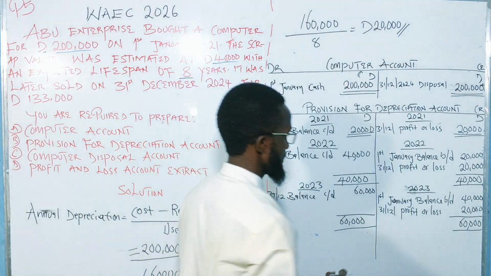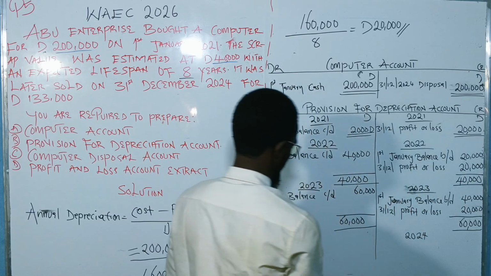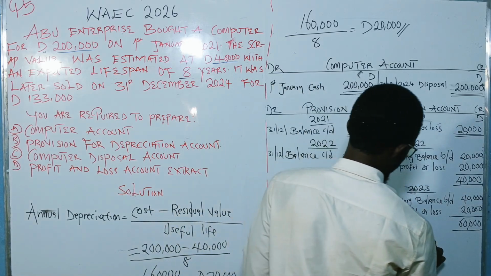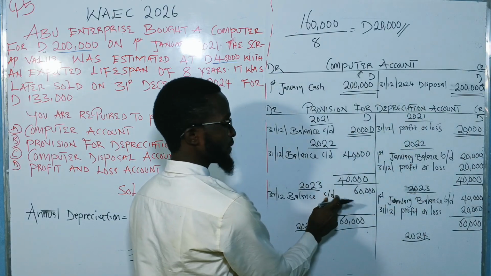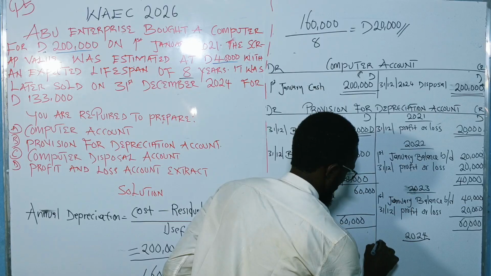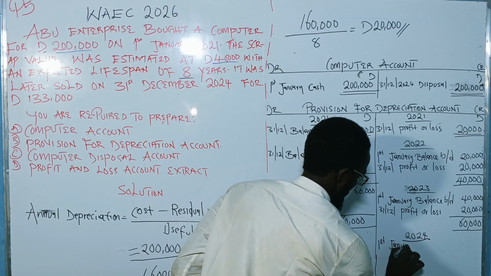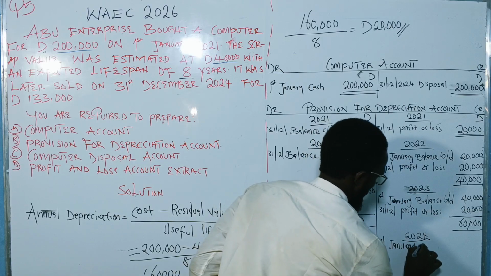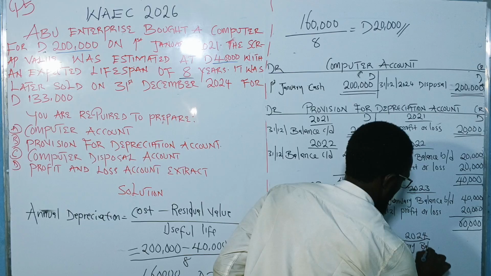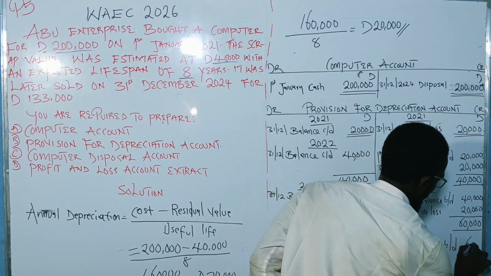Then you charge the last year, 2024. You bring this balance CD as your balance BD for 2024. Say 1st January, balance BD 60,000.